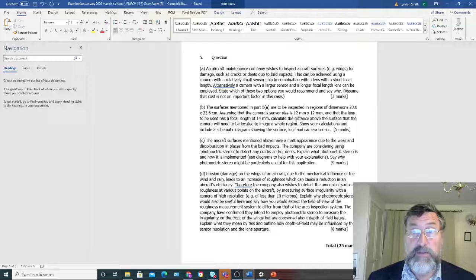Part C. The aircraft surfaces mentioned above have a matte appearance due to wear and discoloration in places in the bird impacts. The company are considering using photometric stereo to detect any cracks or dents. Explain what photometric stereo is and how it's implemented. Use diagrams to help with your explanations. Say why photometric stereo might be particularly useful in this application.